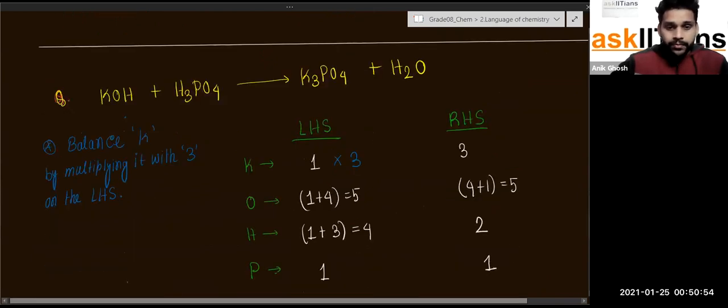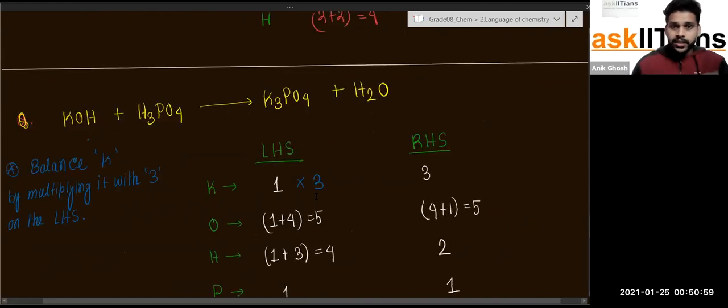Now the next question, which I gave you as homework: KOH plus H3PO4 giving us K3PO4 plus H2O. This was the question, isn't it? Now how to solve this? First, you need to write the LHS and the RHS. LHS means the reactants, which I think you remember were discussed in the last video, and RHS are the products.